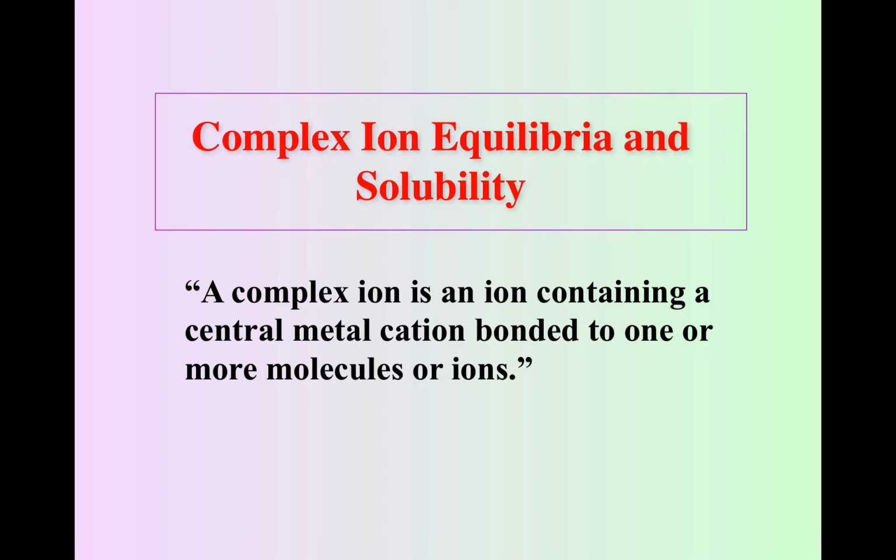A complex ion is an ion containing a central metal cation bonded to one or more molecules or ions. So just like when we had acids being added to solubility equilibria where you had hydroxide, where the acid would react with the hydroxide and drag the reaction forward, making the insoluble hydroxide more soluble, or we had a conjugate of a weak base that the acid could react with and make the ionic compound more soluble, we're going to do the same thing, except this time we're going to be complexing the cation with Lewis bases.